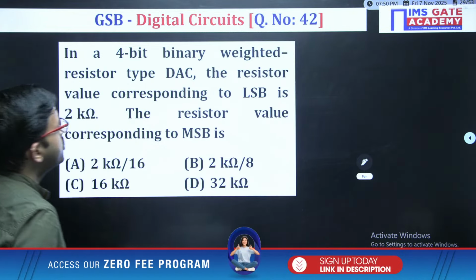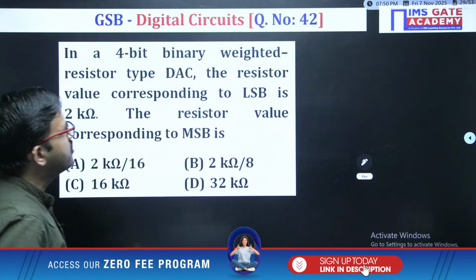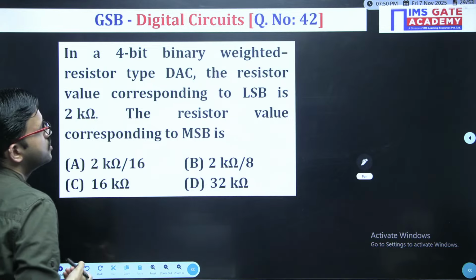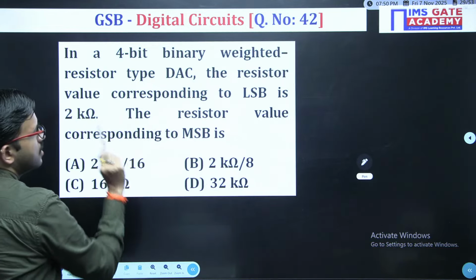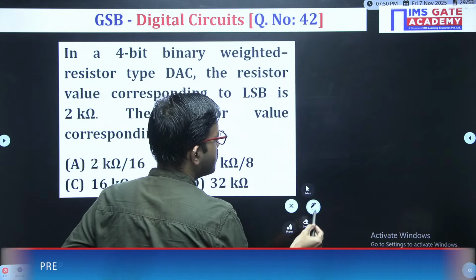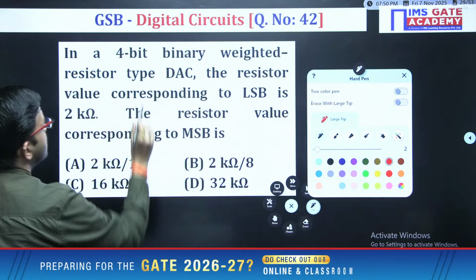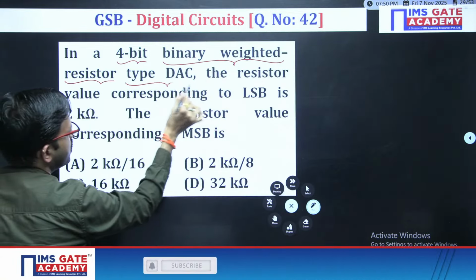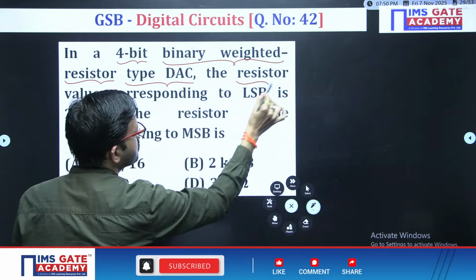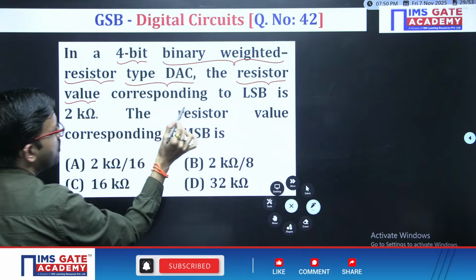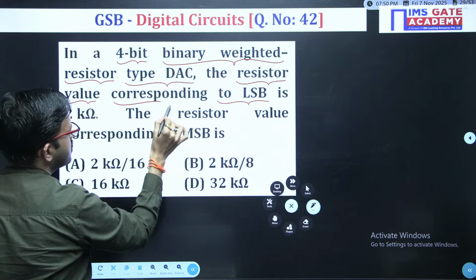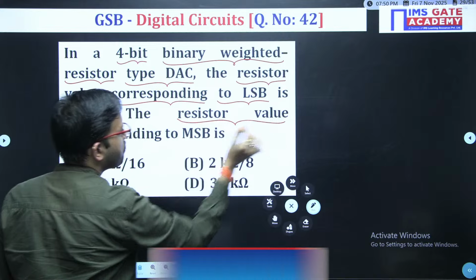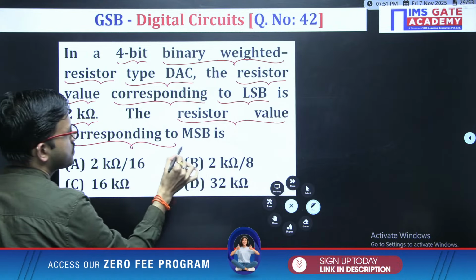Yeah, so this is the question based on digital to analog converter, binary weighted resistor type DAC. Here in this question, they have given the resistor corresponding to LSB. It is a 4-bit binary weighted resistor type digital to analog converter. The resistor value corresponding to LSB is given as 2K. Now the question is the resistor value corresponding to MSB.